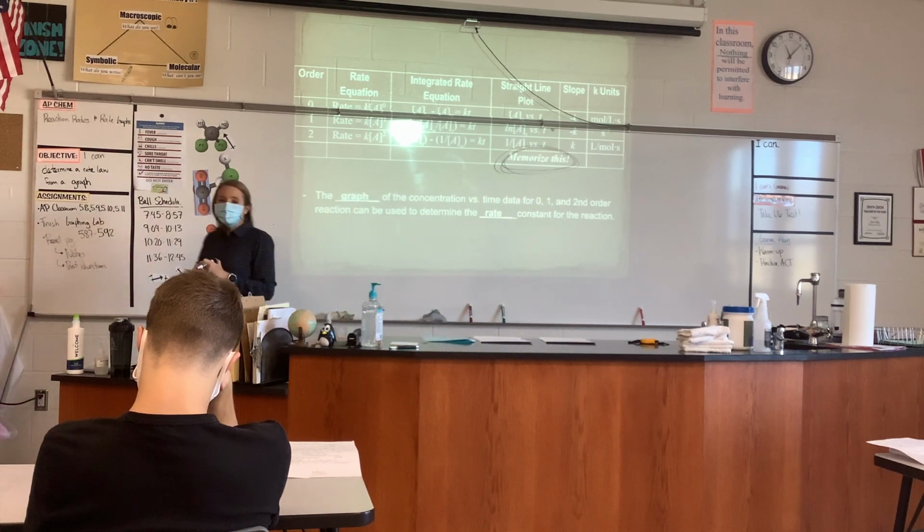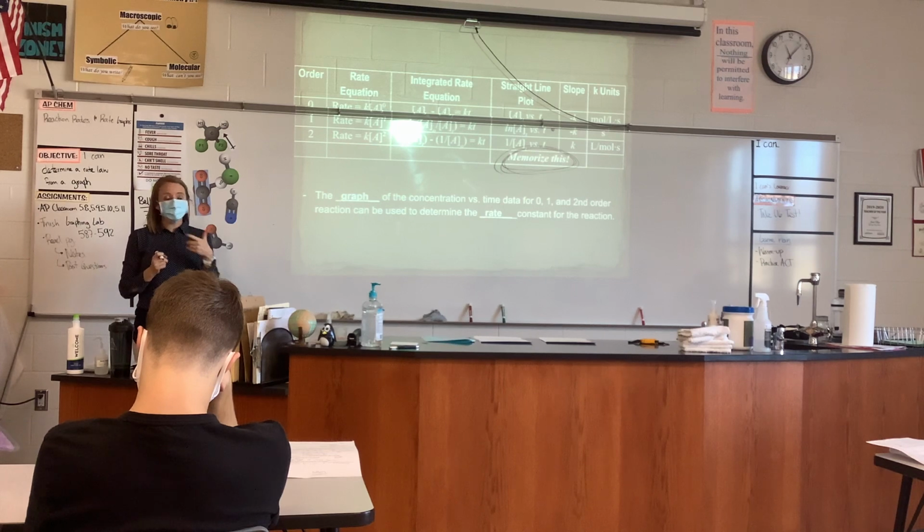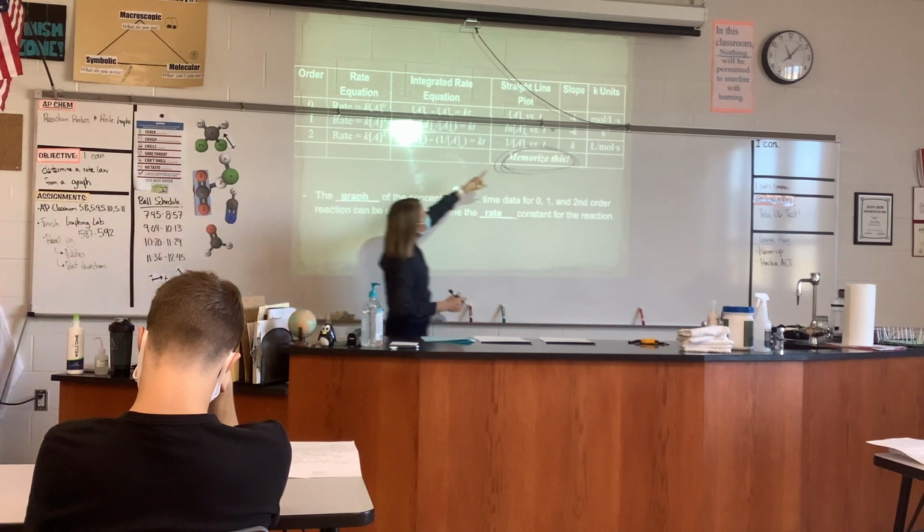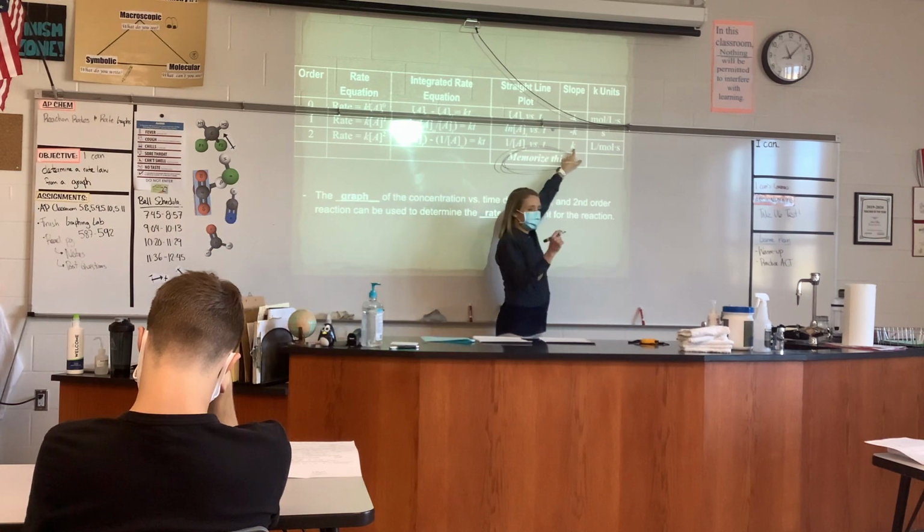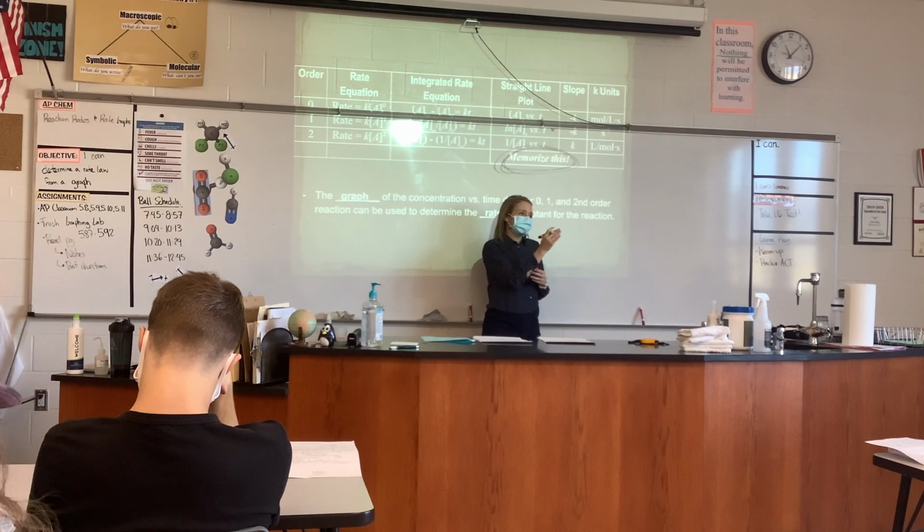Now, another cool relationship is, once we identify what order it is and we have our linear line, the slope of the line, the numerical value, will give you the value for K. So this is another way in which you can find the value for what your rate constant is.